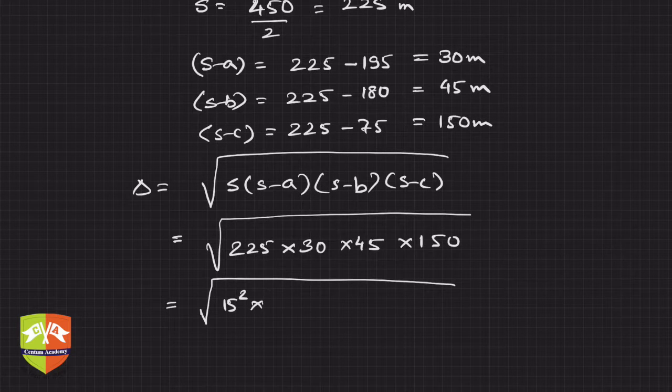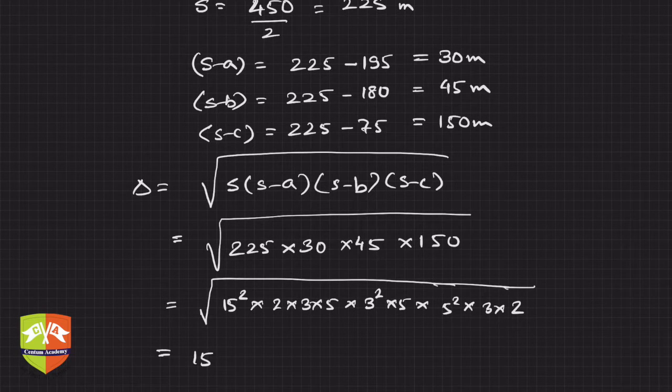And for 30, there are no square powers on the factors here. The 30 can be written as 2 into 3 into 5. 45 can be written as 9 into 5, and 150 can be written as 25 times 6, better. So it is 5 square into 3 into 2, 6 into 25. So what all can be brought out? 15 can be brought out from here, and 15 can come out.